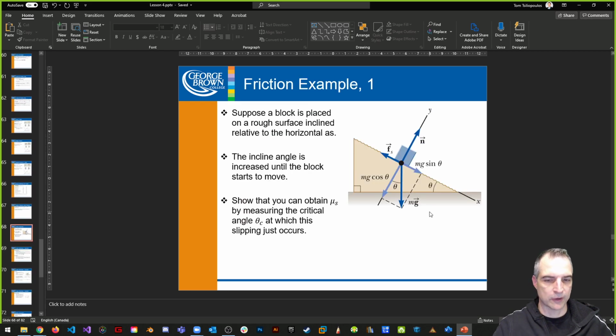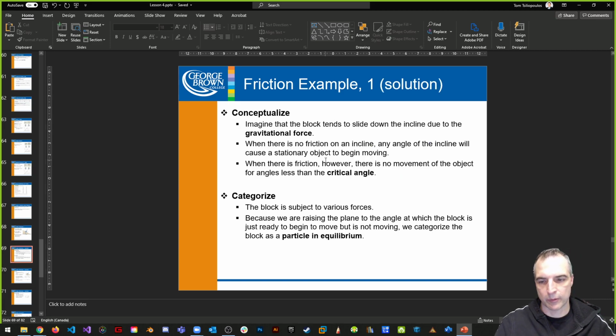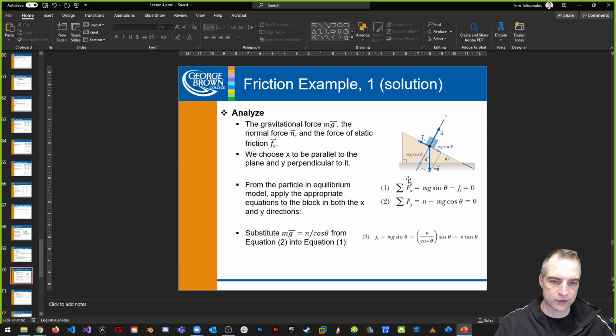So here's the same example where we say, okay, suppose a block is placed on a rough surface inclined relative to the horizontal as this, right? Before we didn't care because it was a frictionless driveway. Now we have a force of static friction that points in the opposite direction as the mg sine theta, right? We conceptualize, we write things down as before, and what we get to is this.